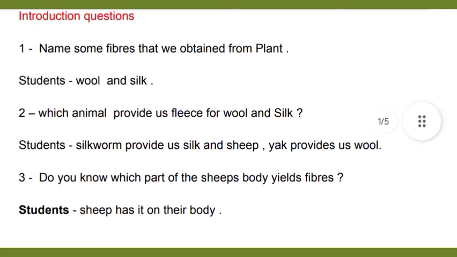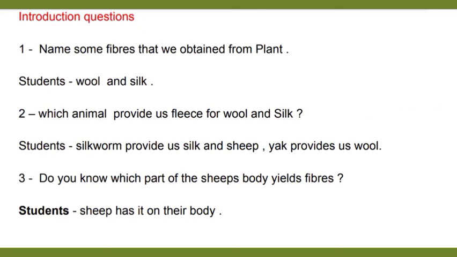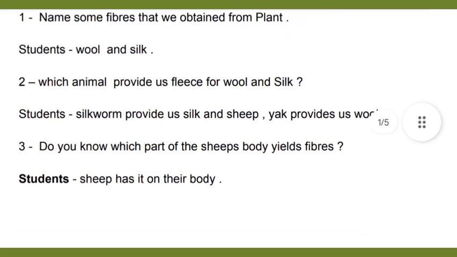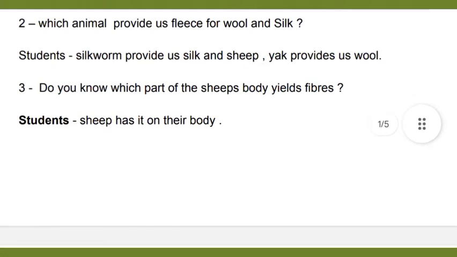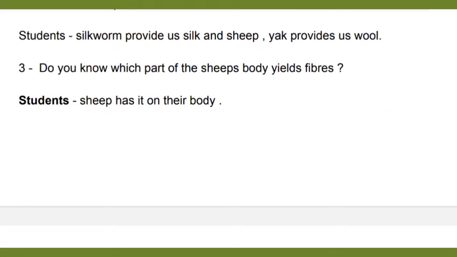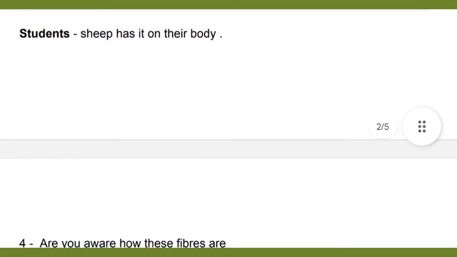Here you can see: name some fabric that we obtain from plants. Then students will try to answer wool, silk. Which animal provides us fleece for wool and silk? Students will answer silkworm provides us silk, and sheep and yak provide us wool. Do you know which part of the sheep's body yields fiber? Then students will answer sheep has it on their body.